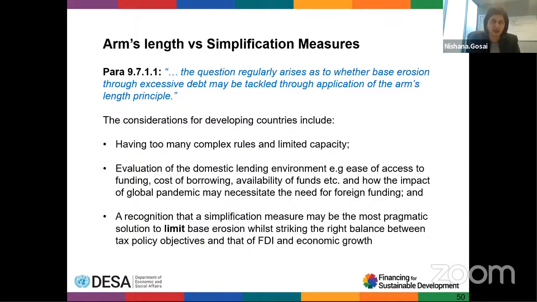Consider a safe harbor, consider a simplification measure. Start designing your rules with the end in mind. Understand your domestic environment. Understand where you are in your evolution of economic growth. And then, as Marco said, understand the capacity constraints that you may have as a tax administration to enforce such highly complex rules. And I think on that note, I will stop.